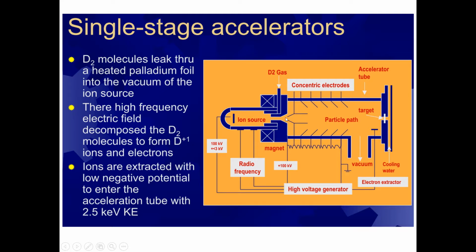So after that, what happens? These ions are extracted with the negative potential to enter the acceleration tube. This is the acceleration tube. The ions which are produced here are extracted with a low negative potential to enter the acceleration tube with a kinetic energy equal to 2.5 kilo electron volts. So after that, what happened?